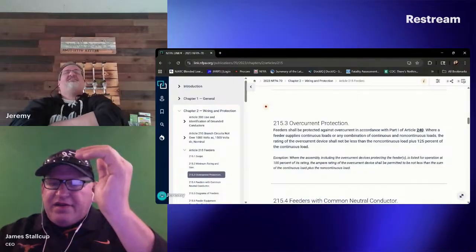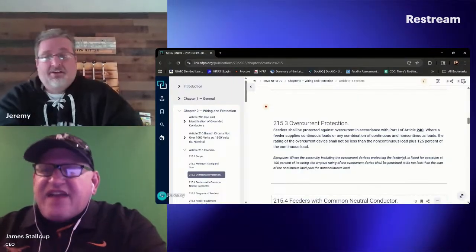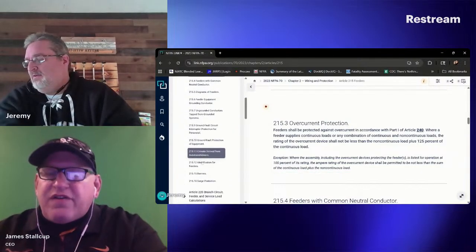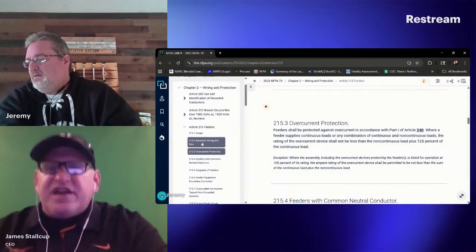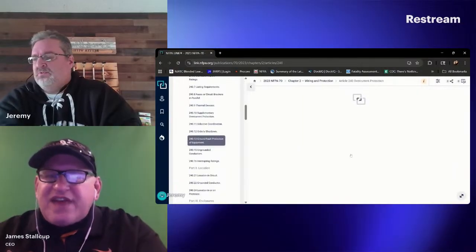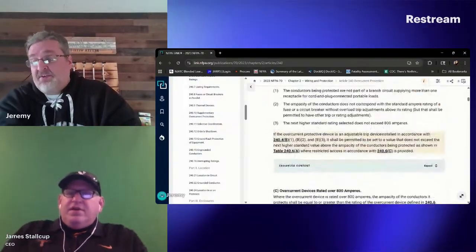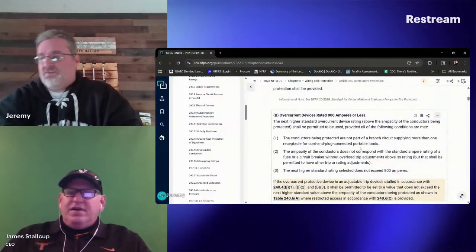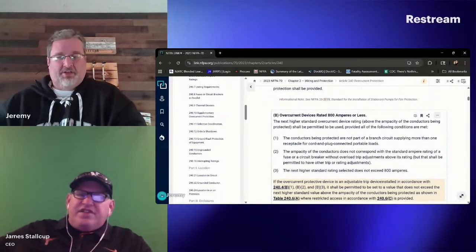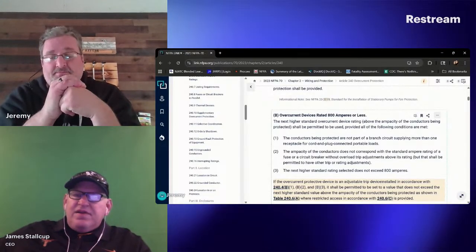When I come down and look at it, it literally says the next higher standard overcurrent device rating. I can go up, or it says, or above the ampacity of the conductors being protected here. That's why it's in parentheses. You literally said that it says you can protect the load or the conductor. Where's the word load? Are you actually teaching this 240.4(B) to apprentices? Where does it say load in 240.4(B)?